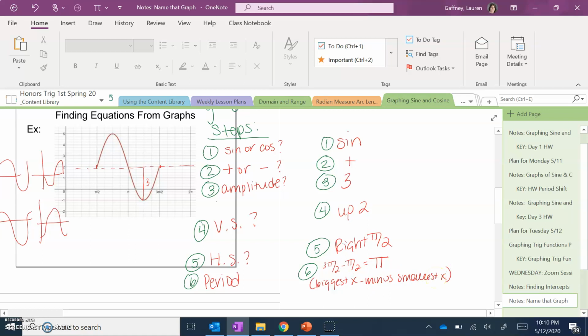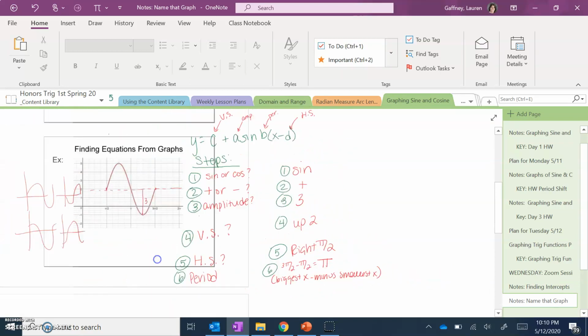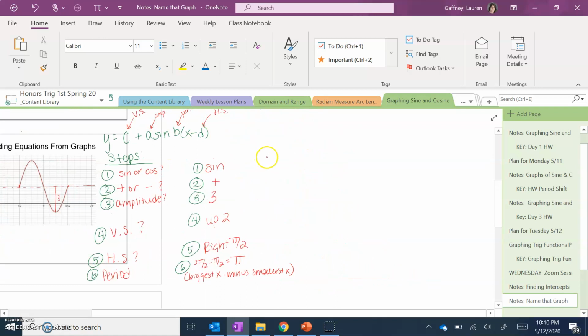Now let's use all of that to piece together what our equation would be, in terms of where all these pieces would fall. We know we have a sine graph. We know that it's positive, so this piece right here would be a positive. The amplitude is 3, so put a 3 out front of the sine. It was moved up 2, so that's 2. It was moved right pi over 2, so we would have x minus pi over 2 on the inside.